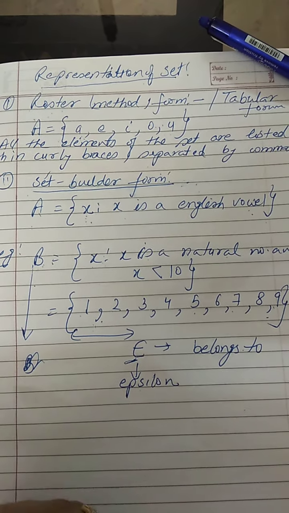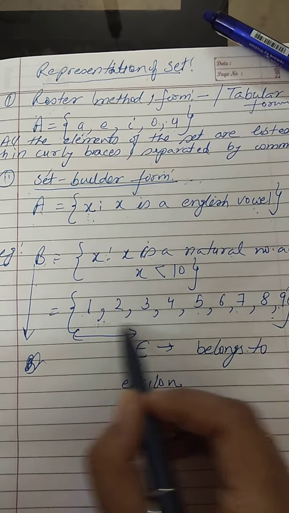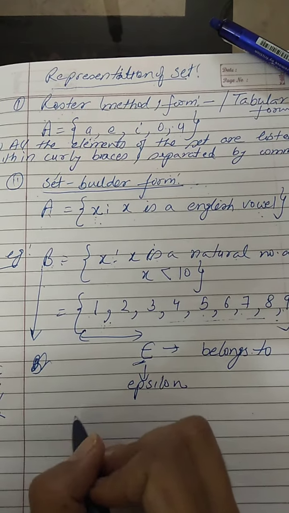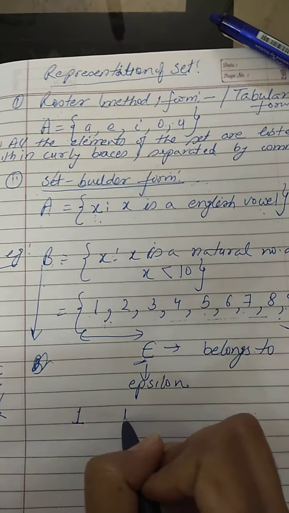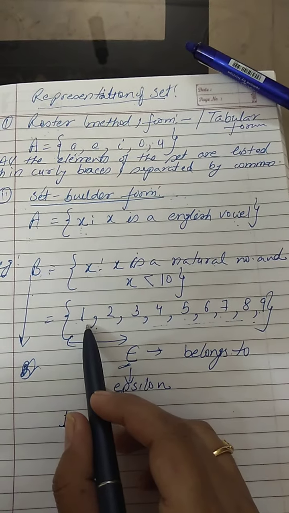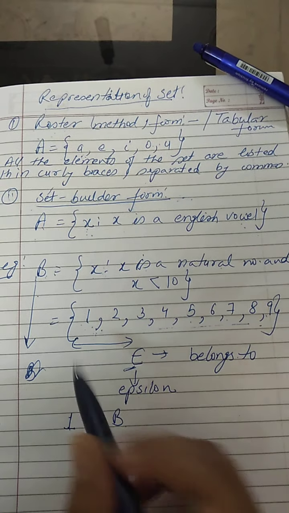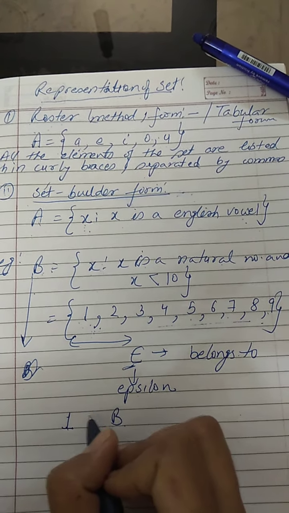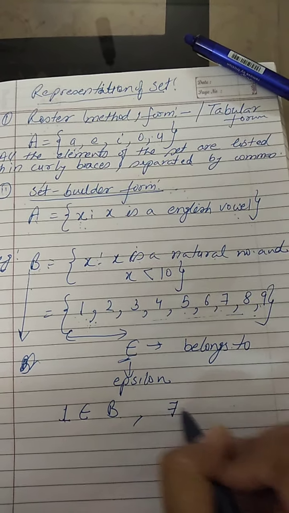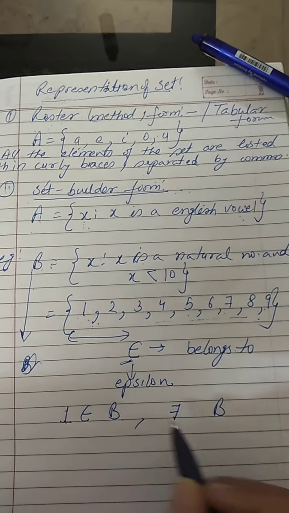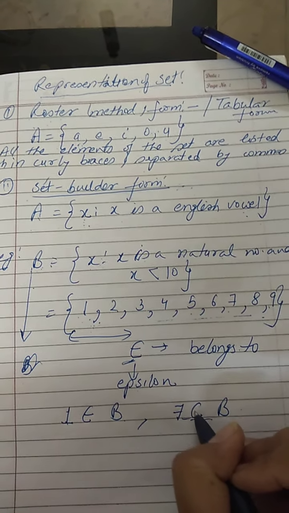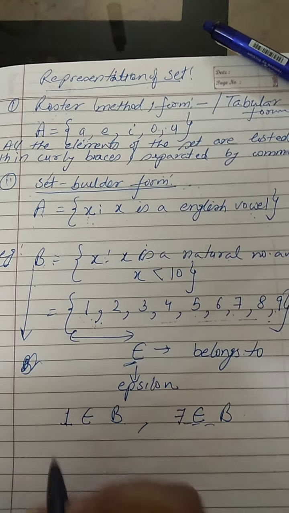And this symbol we use to make the relationship between the elements and the set. How will we do it? Let me show you. 1 and B. What is the relationship between 1 and B? Does 1 belong to B set? Yes, 1 is there in the B set. So we will write 1 belongs to B. Right? Now 7 and B. What is the relationship between 7 and B? Does it belong to B? Yes, it belongs to B. So it will go like this.